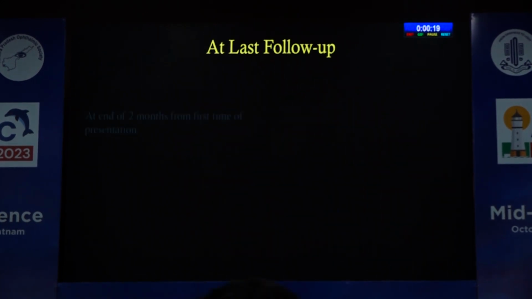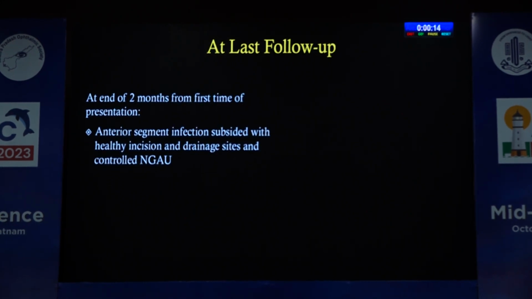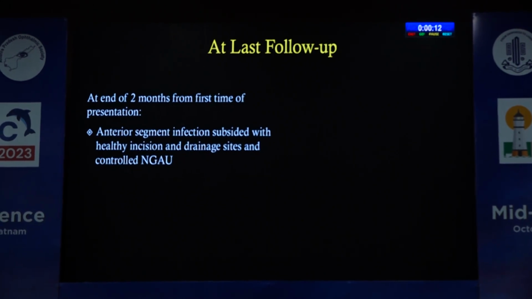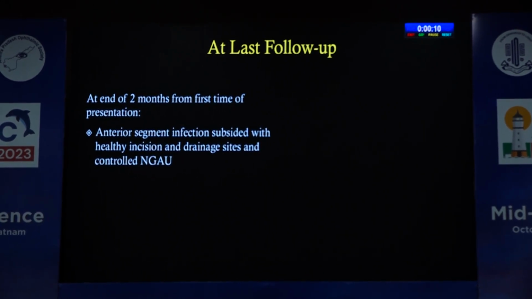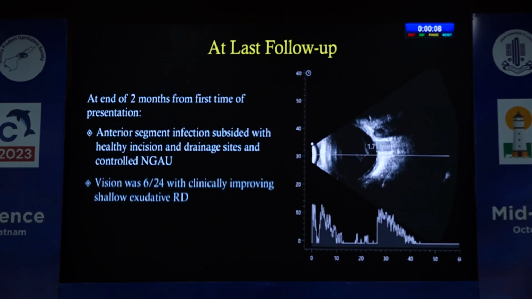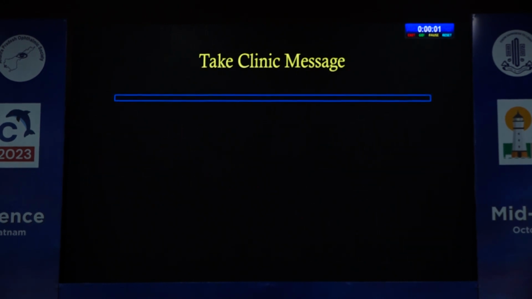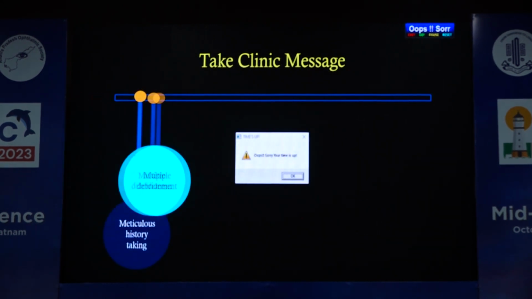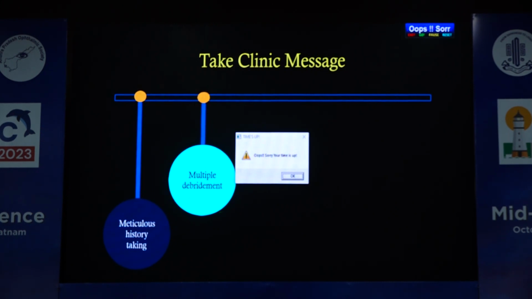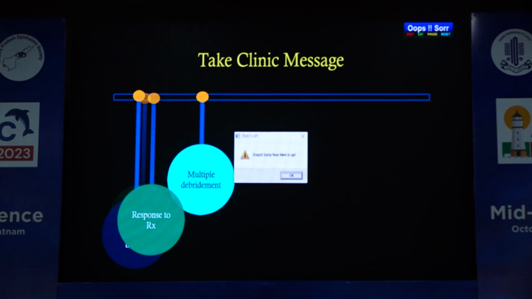At the last day follow-up, after 2 months, the patient showed that anterior segment infection was subsided with healthy incision and drainage site and controlled non-granulomatous anterior uveitis, and the vision was improving to 6 by 24 with clinically improving shallow exudative RD. So the take-home message is that meticulous history is to be taken, and multiple debridement should be advised for better globe preservation rates.